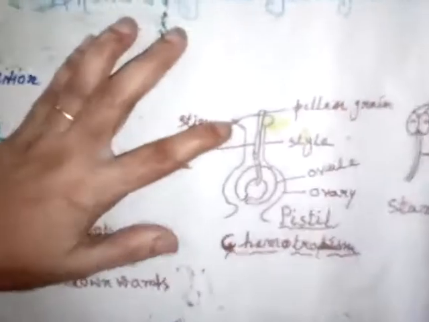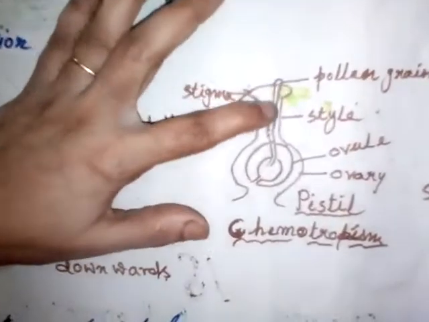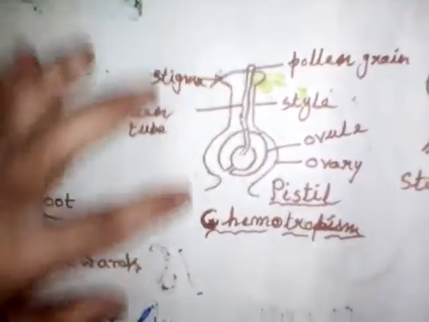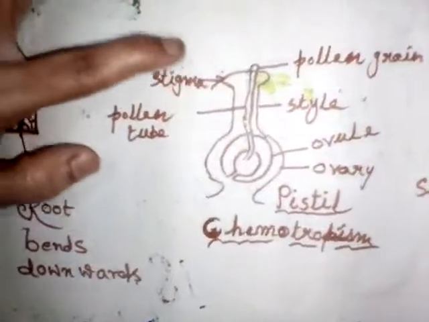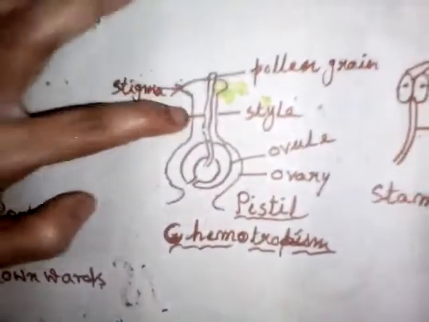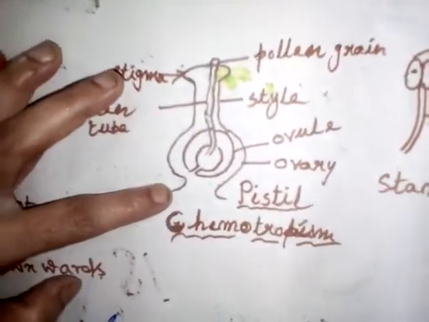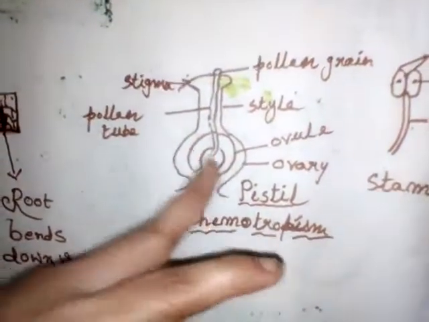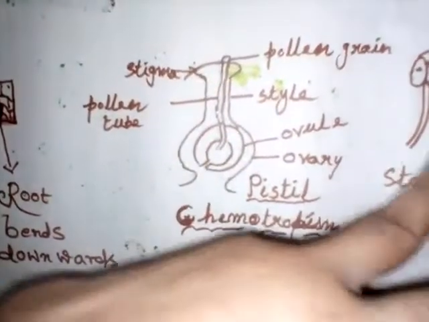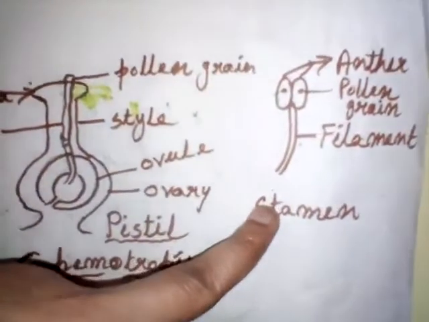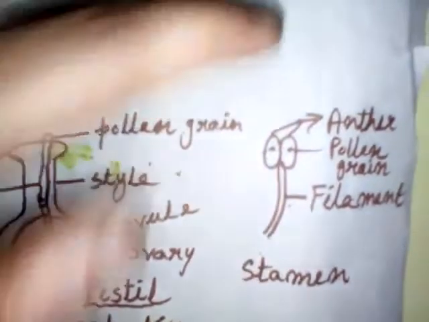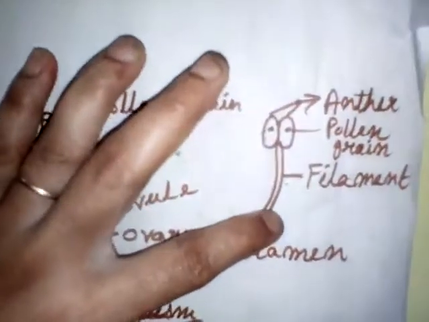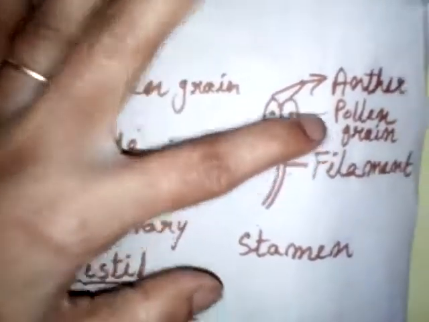This is the diagram of a pistil. It is the female reproductive part of a flower. It has three parts: stigma, style and ovary. Ovary contains ovule. This is the stamen. It is the male reproductive part of a flower. It has two parts, anther and filament. Anther contains pollen grain.